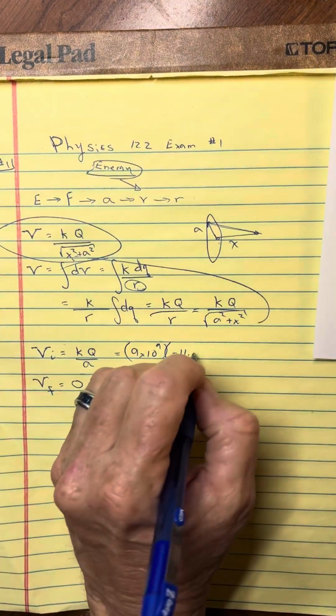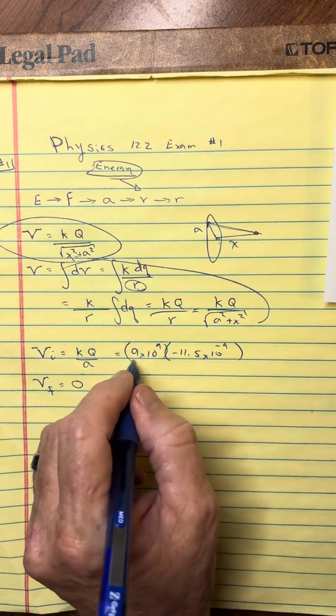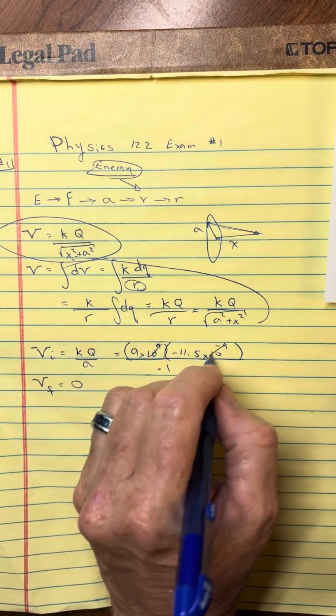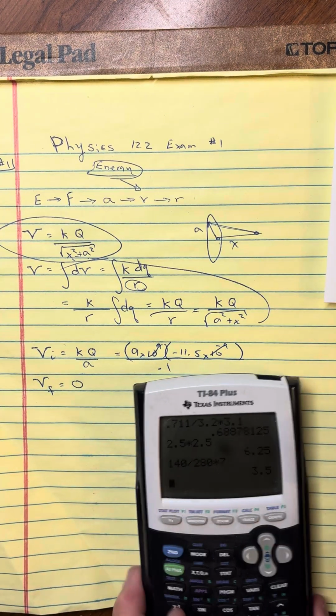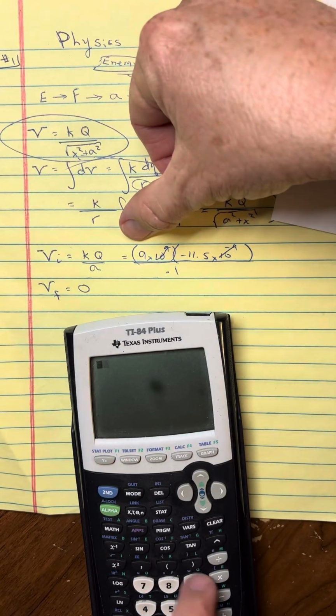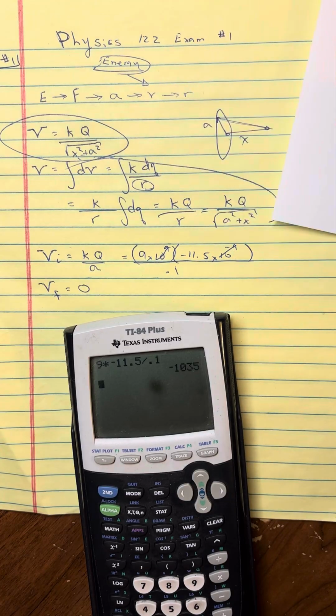Negative 11.5 nanocoulombs, all over 0.1. The 10 to the minus 9 cancel off. We grab a calculator here. In the top, we would have 9 times a negative 11.5 divided by 0.1.